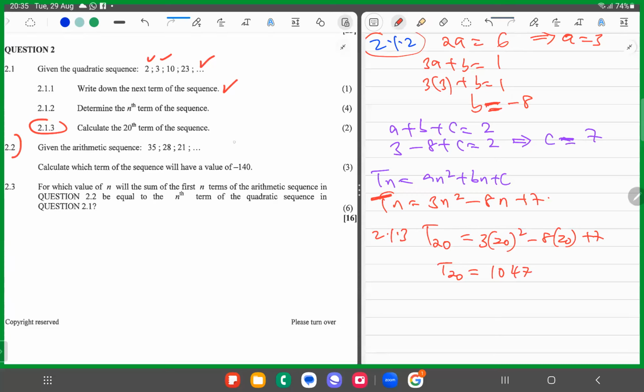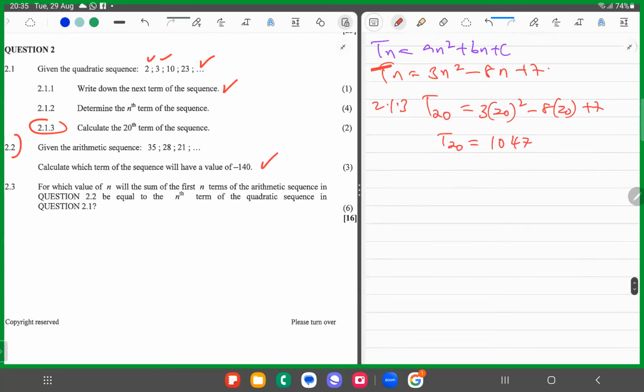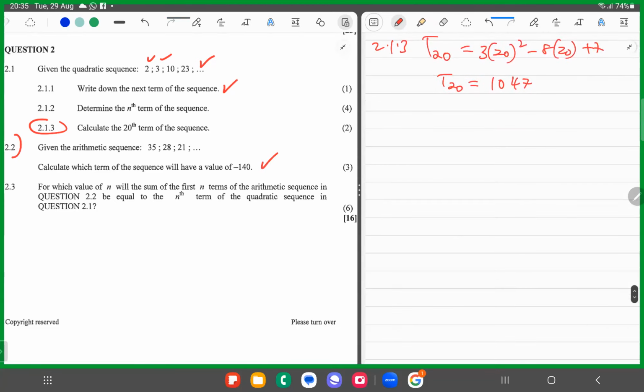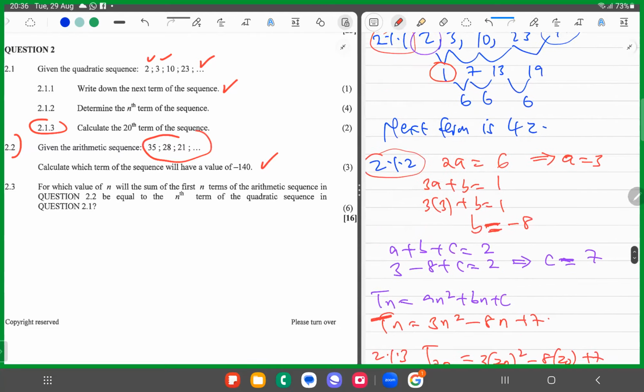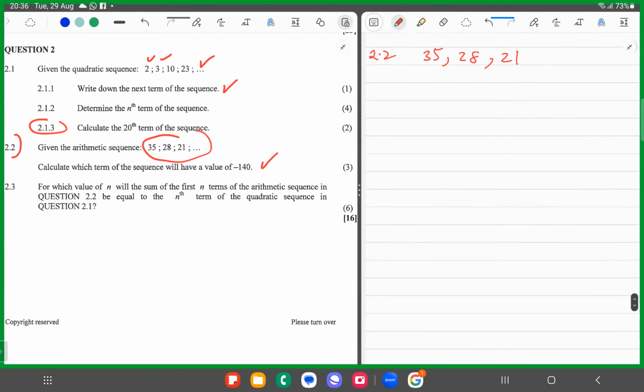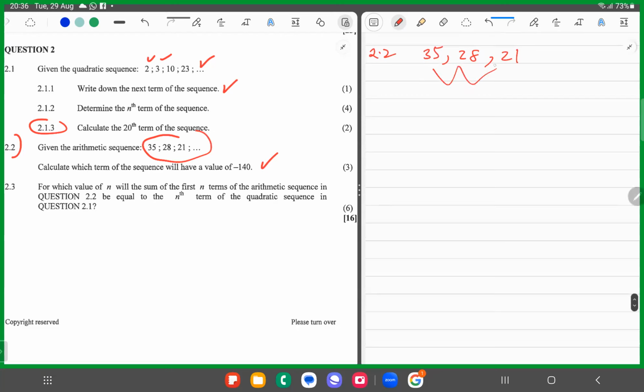Right, so we look at the next one, which is 2.2. Given the arithmetic sequence, this one, calculate which term of the sequence will have the value that. Right, so we have an arithmetic sequence. What is the arithmetic sequence? It is 35, it is 28, and it is 21. All right, so that's what we're getting, and this is the arithmetic sequence. Right, if this is the arithmetic sequence, we can get the difference. Okay, what is 28 minus 35? We can see that it is minus 7.